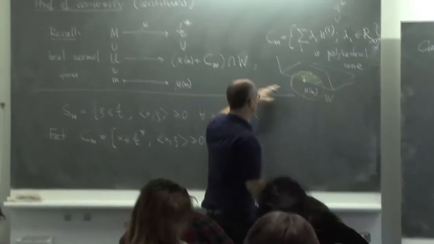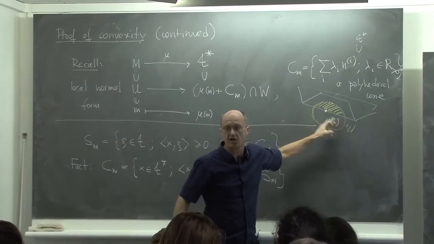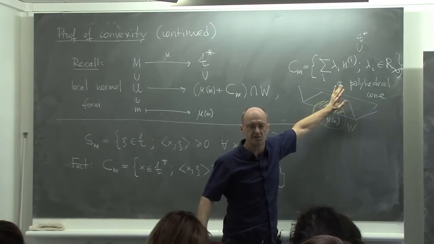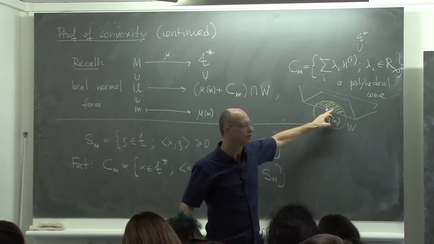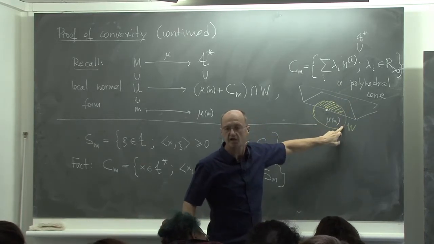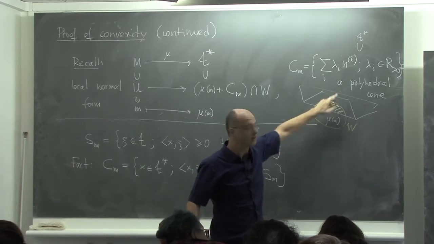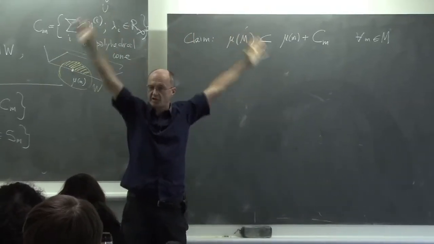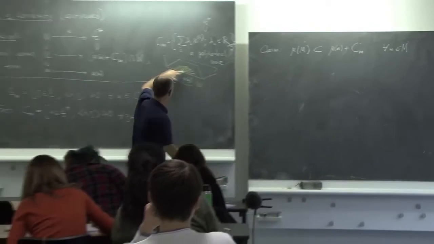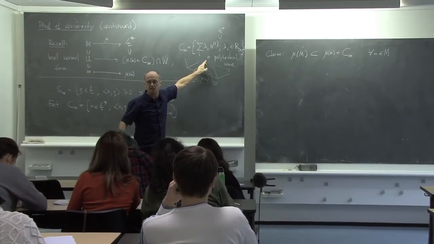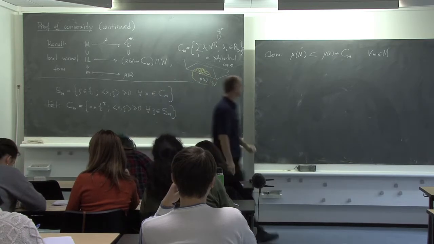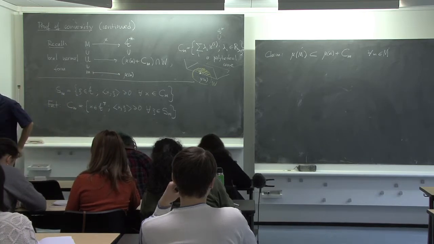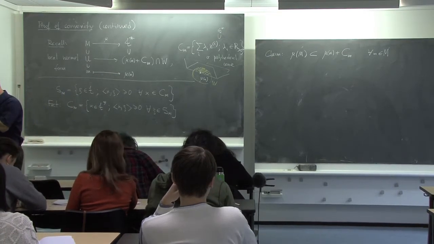But actually, I said locally it looks like an intersection, but actually all of mu of M is inside this cone. So mu of M cannot, for instance here, have points. So this is already a global statement. Whatever my manifold is, however huge, it will all be somewhere within this cone. Okay, so why is it like that?